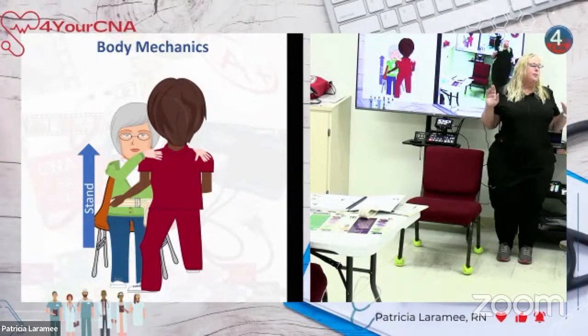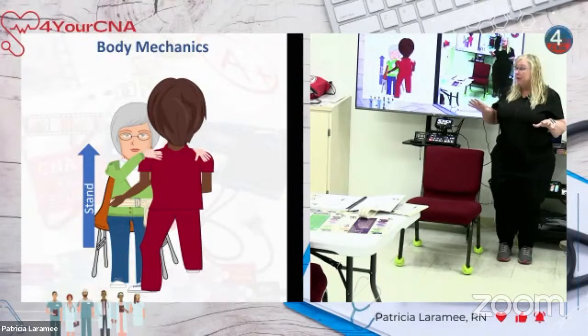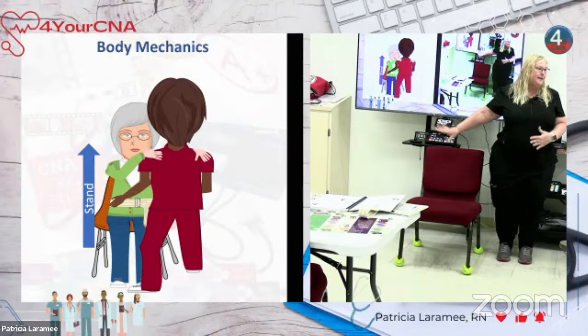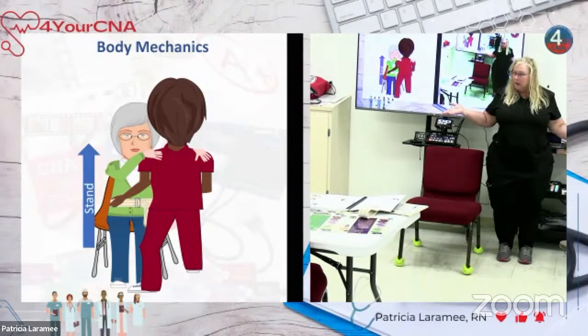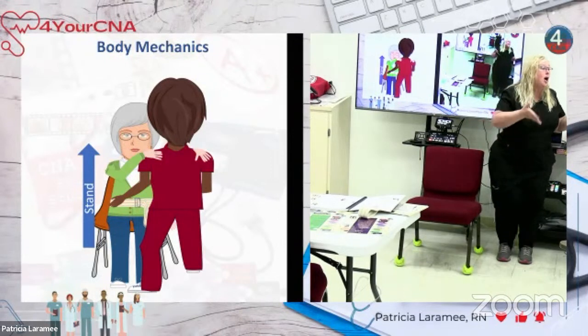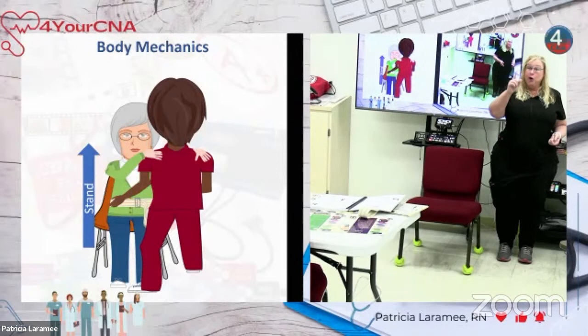Now, the problem is that if a CNA sees those signs, the first thing they want to do is rush that patient back to the chair, back to safety. Guys, they're not tolerating a slow walk. You really want to rush them somewhere? You're not going to get 2 feet. They can't tolerate a walk. You're trying to save yourself, not your patient.